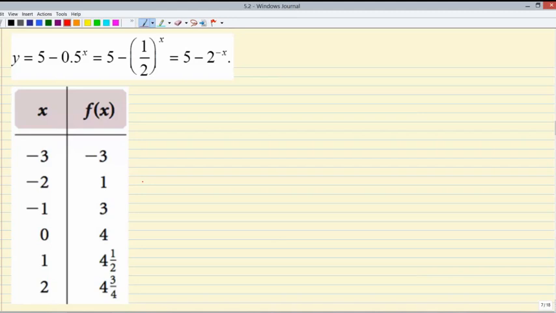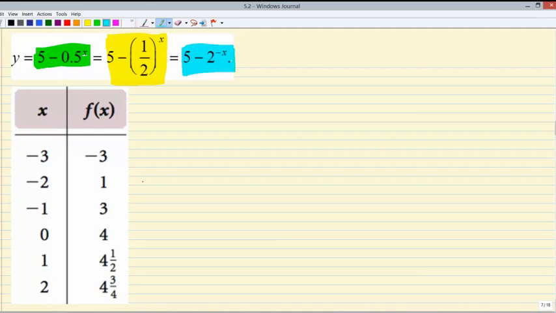This is written to you in 3 different ways. Method number 1, a decimal: 5 minus 0.5 to the x power. Don't like the decimal format. Format number 2, fraction format: 5 minus 1/2 to the x power. Not too bad. Format number 3, negative exponent: 5 minus 2 to the negative x.